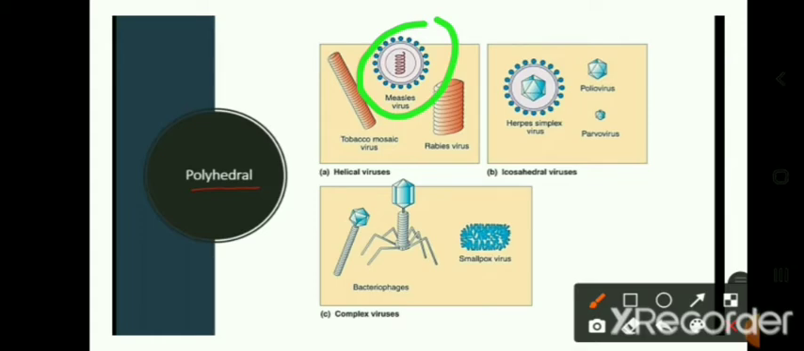And helical viruses are tobacco mosaic virus, rabies virus, and measles virus. And isohedral viruses are poliovirus, parvovirus, herpes simplex virus. And complex viruses do not have any fixed geometrical structure. They have multiple structures linked. Example, bacteriophage.